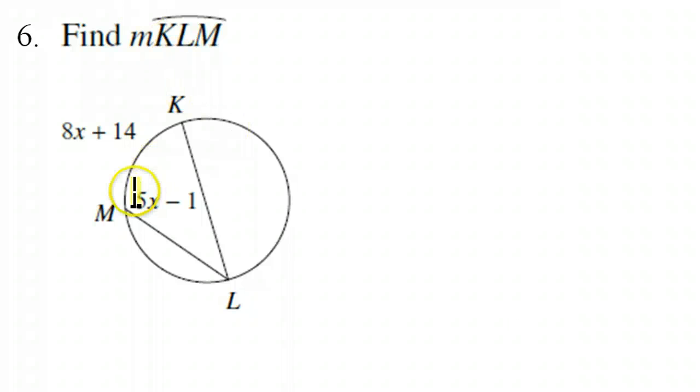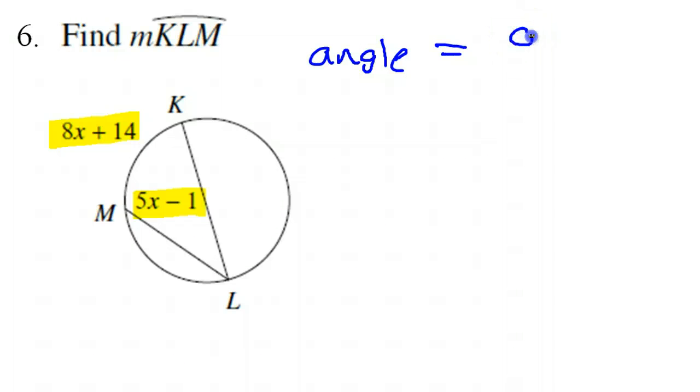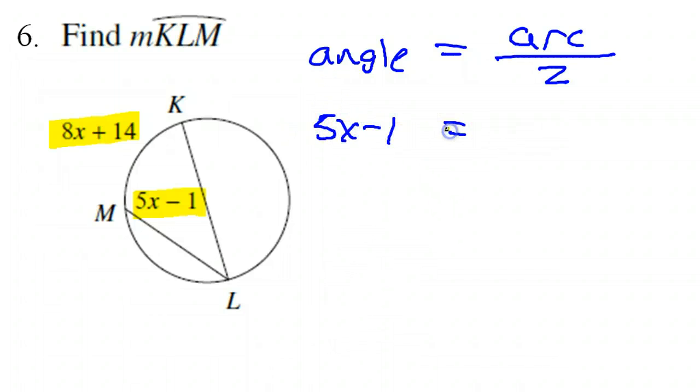Okay, so we've got these two things. We've got this and this. The formula says that the angle is equal to the arc divided by 2. The angle is half the arc. So which one of these is the angle? Yeah, the 5x minus 1. It doesn't fit really small down here, but this is clearly the angle. So 5x minus 1 equals.